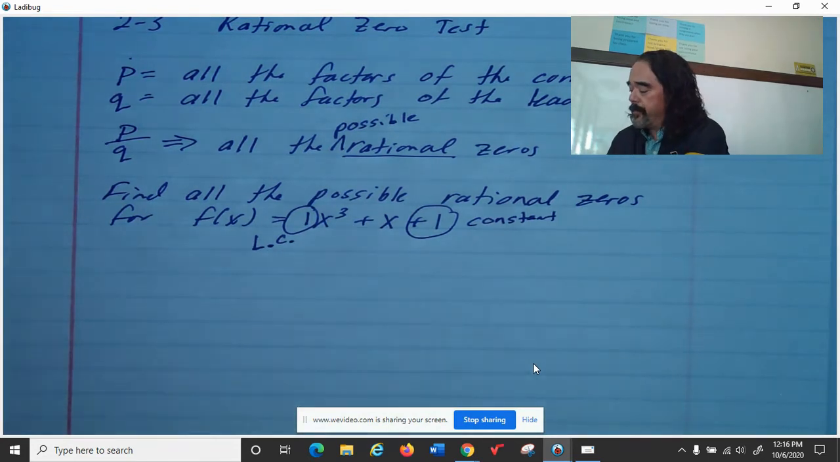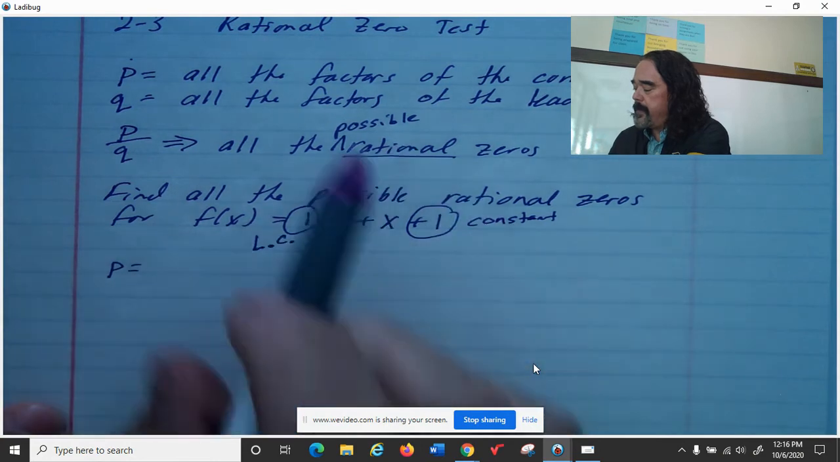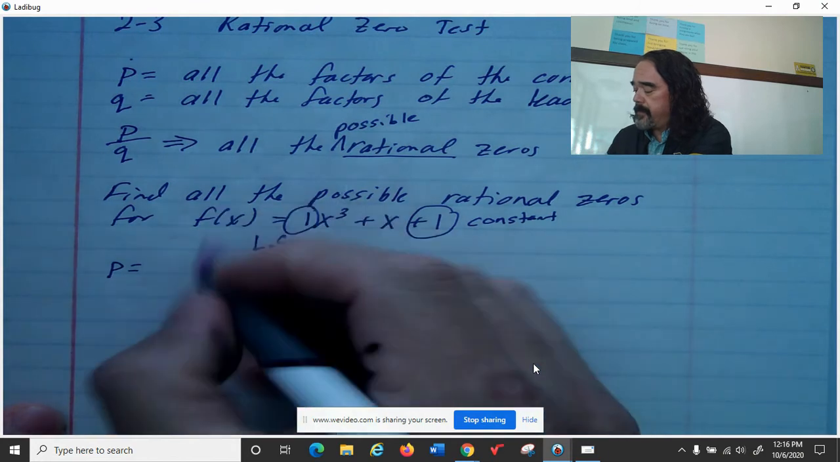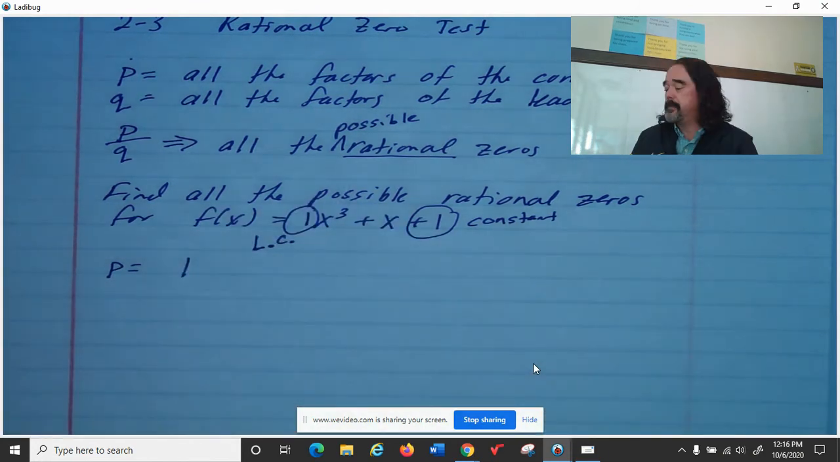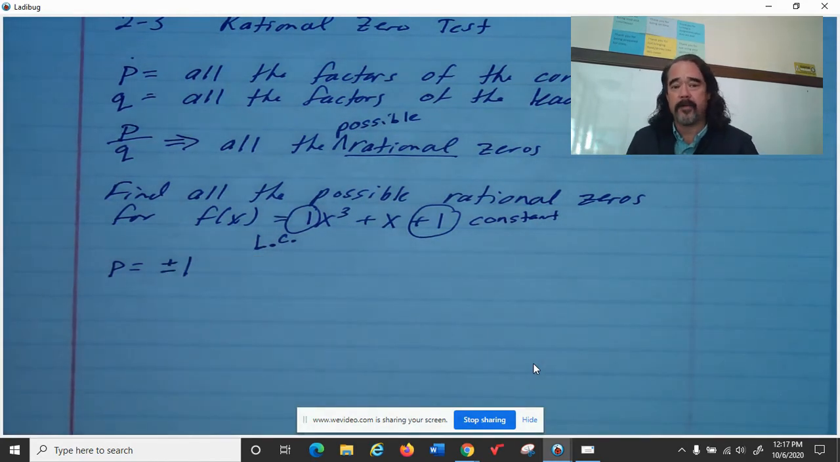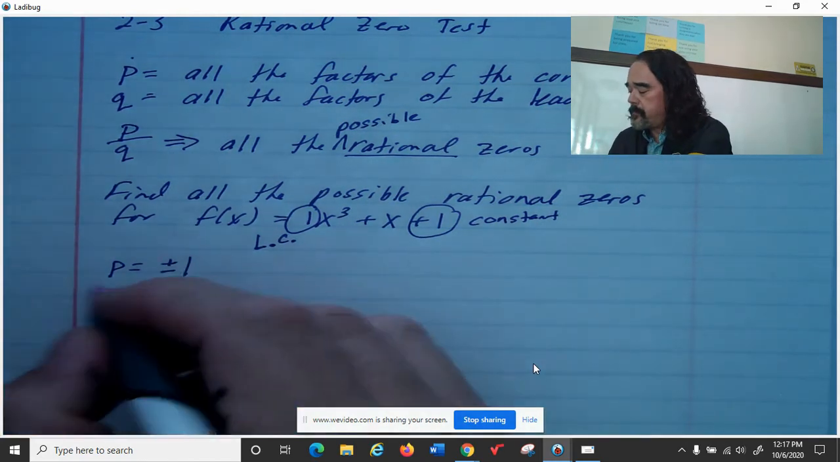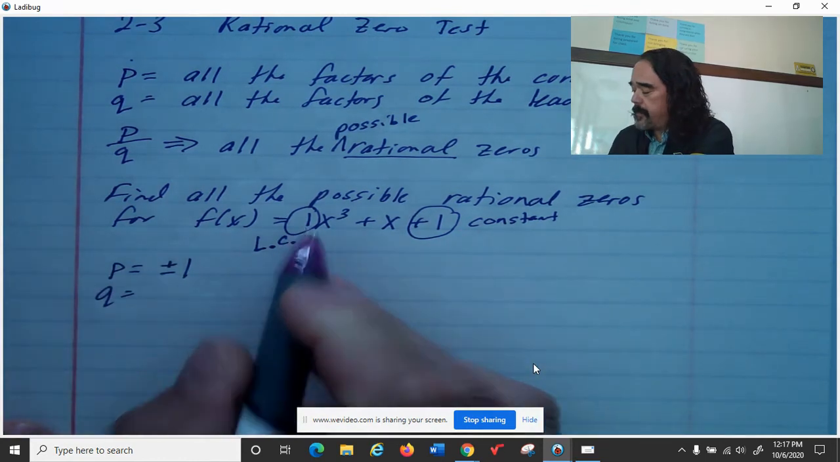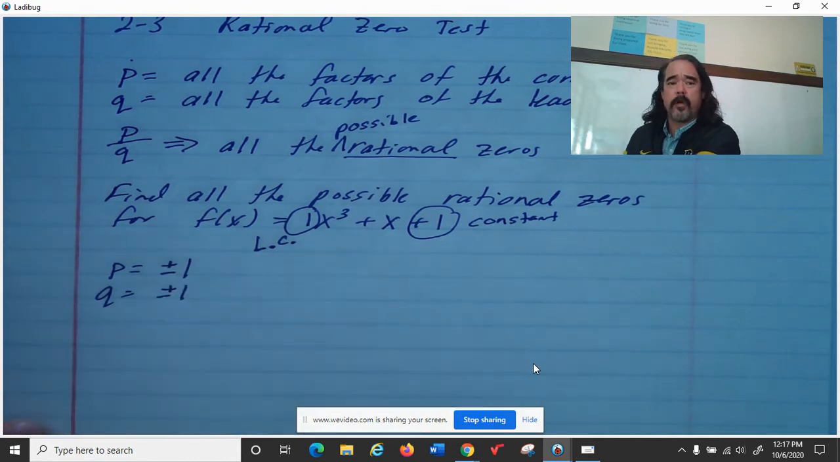Well, I know that P is the factors of the constant. My constant is 1, so the only factor I need to think about is 1. But there's another one. Okay, I know 1 times 1 gives me 1, so 1 is a factor of 1. But also -1 times -1 is a factor of 1, so it will also be a factor of 1. So I have to put the positive and the negative for each one that I list. Same thing with Q. The leading coefficient is a 1, so its factors are plus or minus 1.